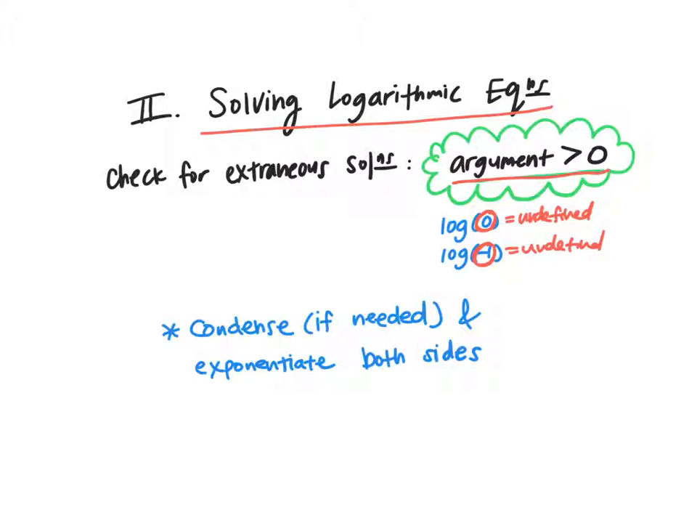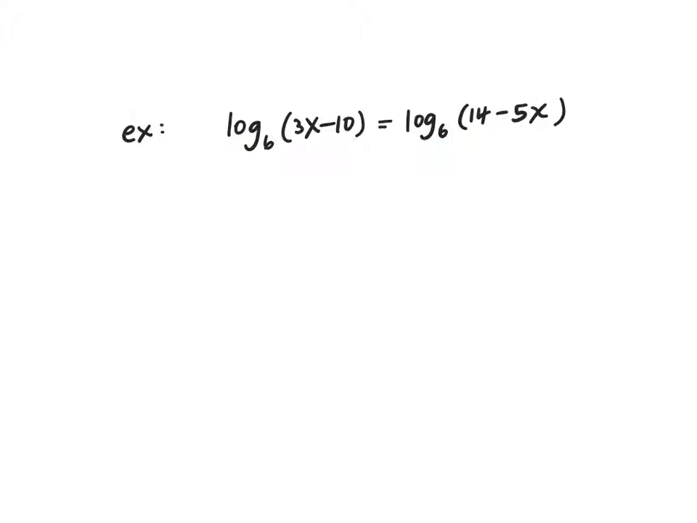So the plan for solving logarithmic equations is as follows. You're going to exponentiate both sides. Sometimes you may need to condense and then exponentiate both sides. Here's an example. Log base 6 of 3x minus 10 equals log base 6 of 14 minus 5x. We want to solve for the value of x that would make this statement true.